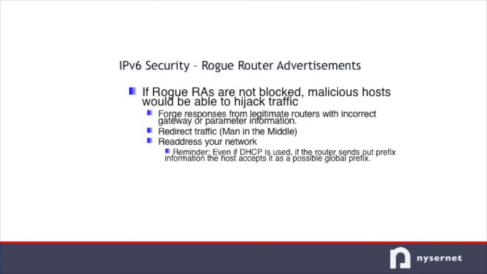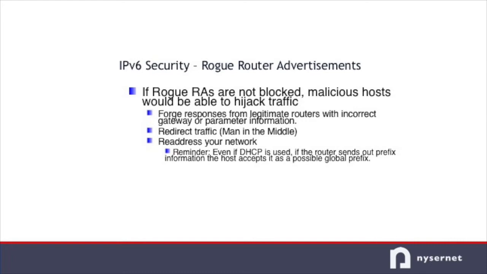If the rogue RAs are not blocked, malicious hosts could announce to your network, whatever subnet they're on, "I am the router for this network." And depending on what happens, there are a few things that could happen. It could forge responses from the legitimate router. It could redirect traffic, saying, I am now your router. Traffic will go to it. If it's not encrypted, all sorts of things could happen to it. Maybe, maybe not. It can do some man-in-the-middle type attacks.